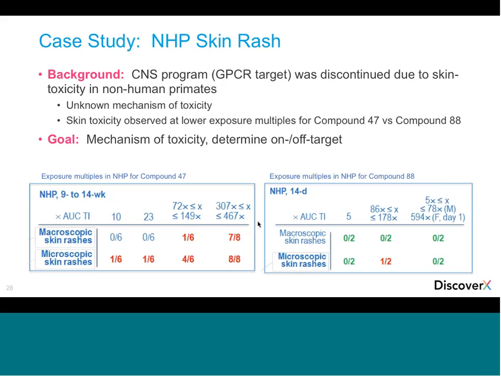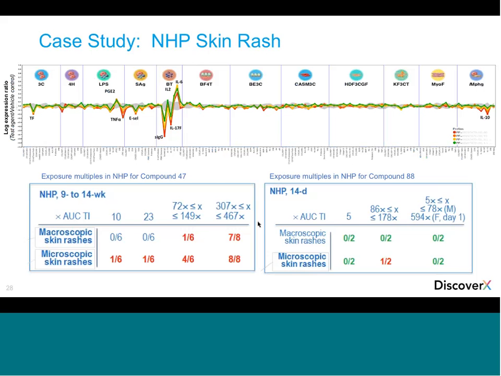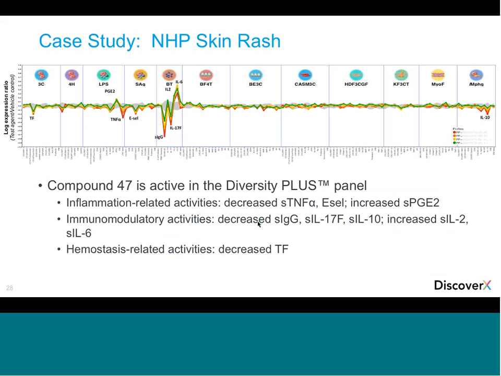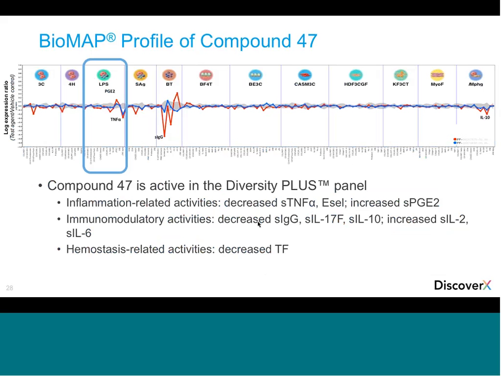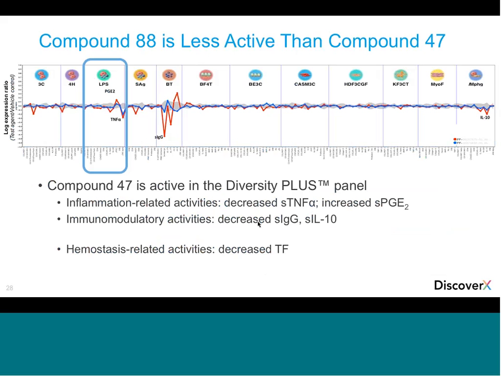What was really interesting is that when we ran the lead compound through our Diversity Plus platform, it was quite active. It was a bit surprising, a CNS target. And there were diverse, interesting activities, mostly in inflammation and immunomodulatory activities for this compound. When we compared compound 47 and 88, we saw that in this system on the left, there were a couple of shared activities, so this kind of pointed us in the direction of looking into this particular system as potentially being related to the common side effect.